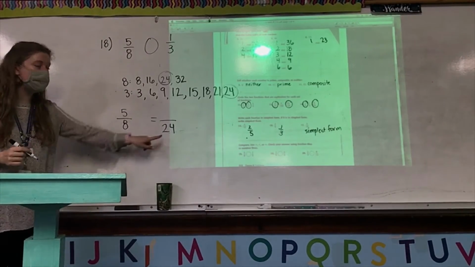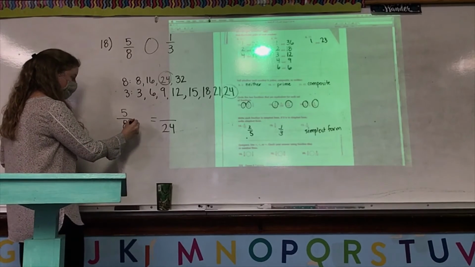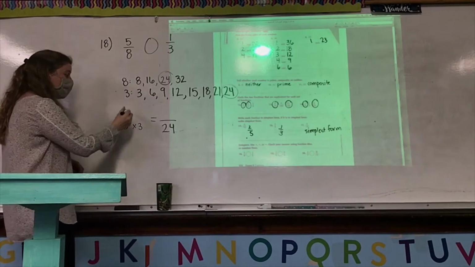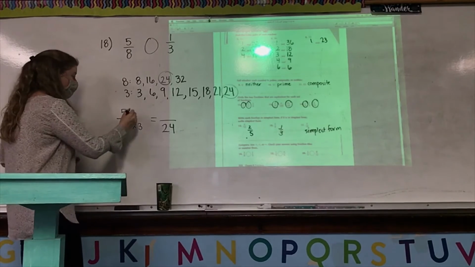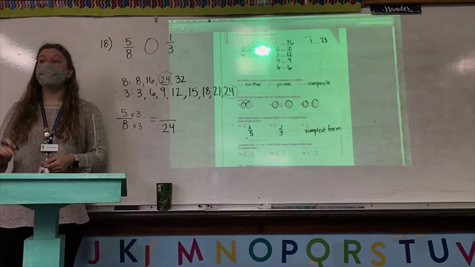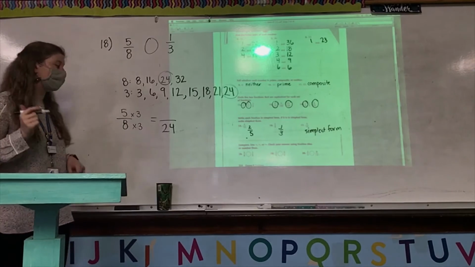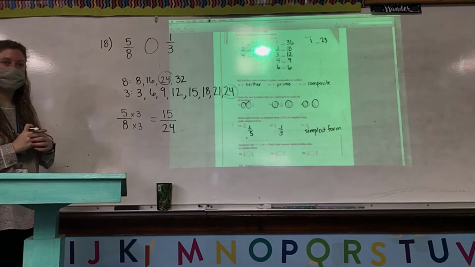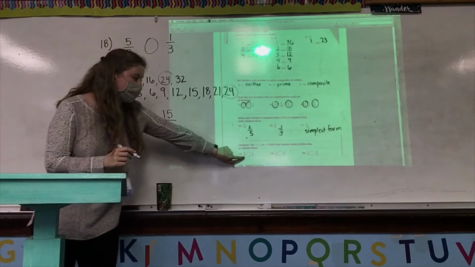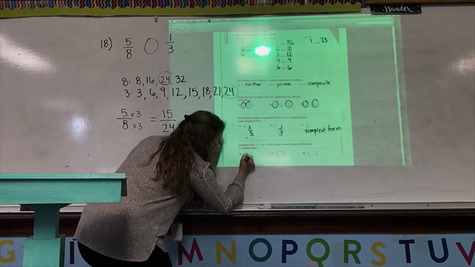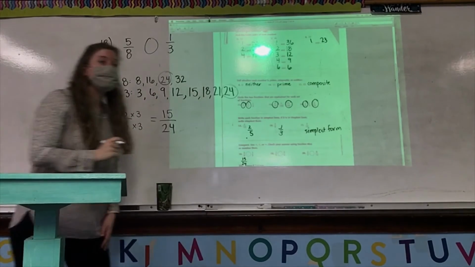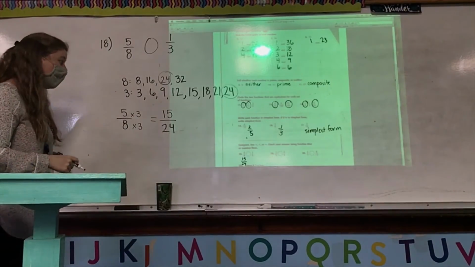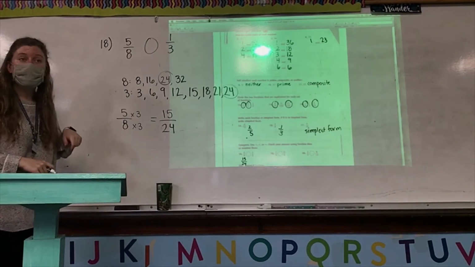To find that, what did we do to 8 to get 24, Carla? We multiply by 3. So that means if we do it to the denominator, do we do something different to the numerator? No, we do the same thing. Whatever we do to the denominator, we also do to the numerator. So 5 times 3 is 15. Which means 5/8 is equivalent to 15/24. So I'm going to come over here, and I'm going to write real small, 15/24 underneath 5/8. Because that tells me 15/24 is equivalent to 5/8. Now I do the same thing with my other fraction.